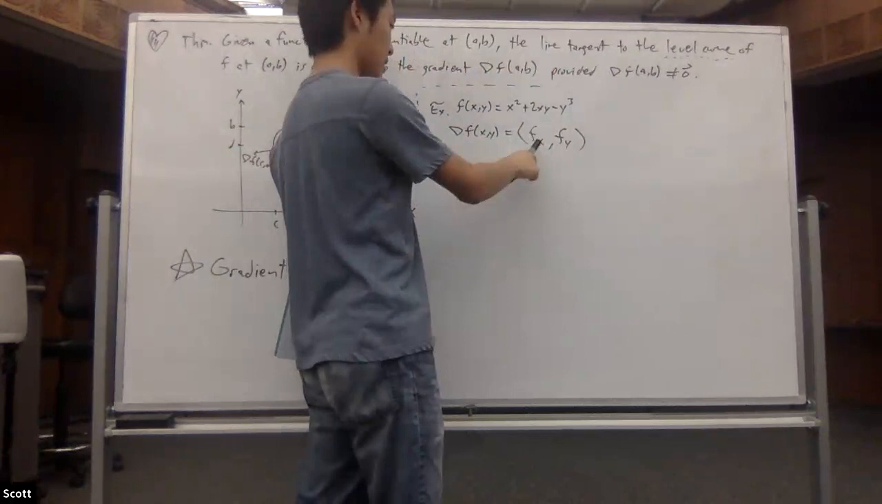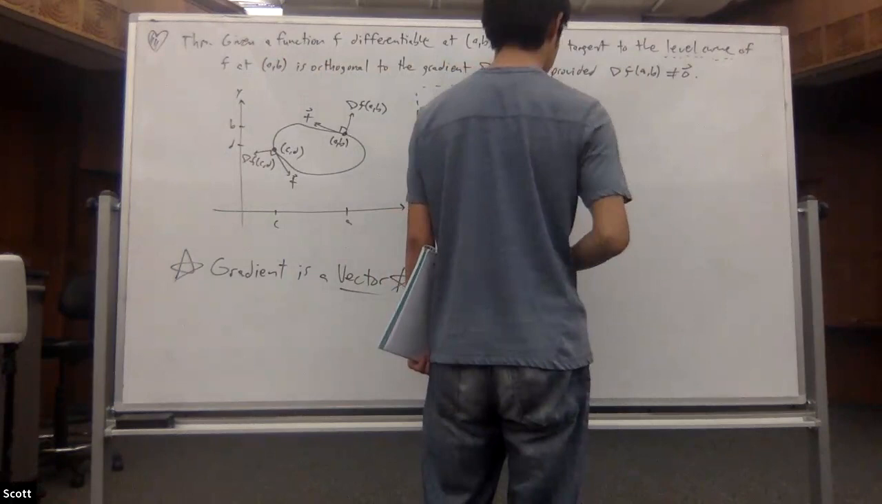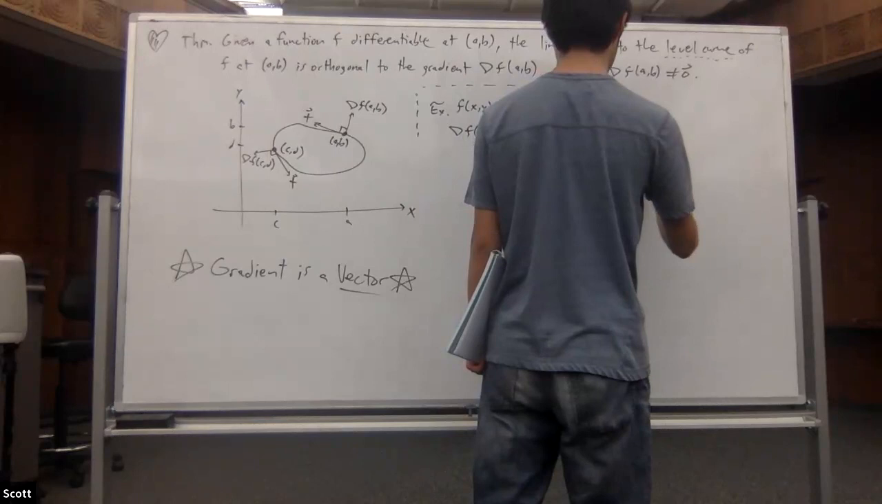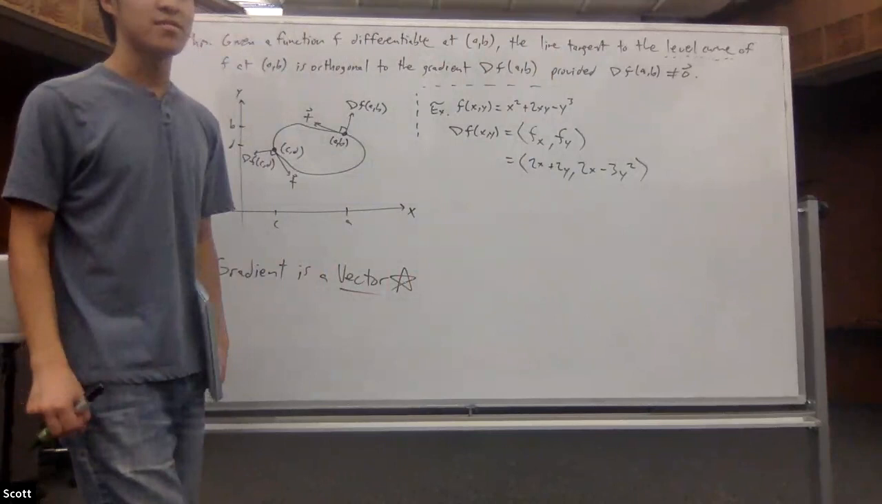Fx is going to be 2x plus 2y. What's the y component going to be? 2x minus 3y squared. Yeah, 3y squared. That's a gradient. Okay, let's do another one.